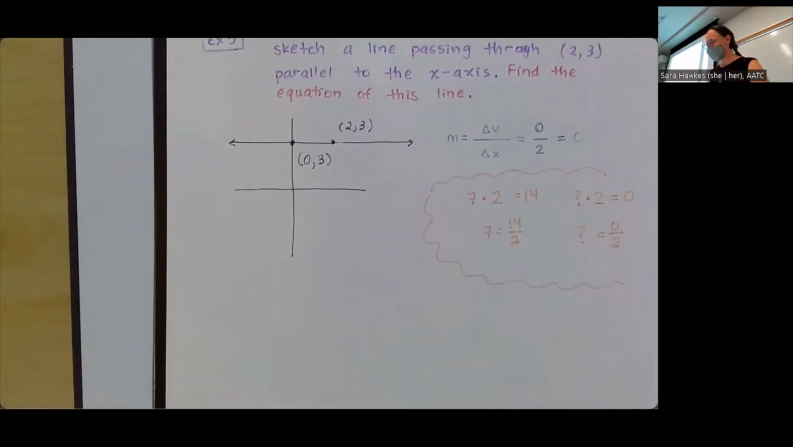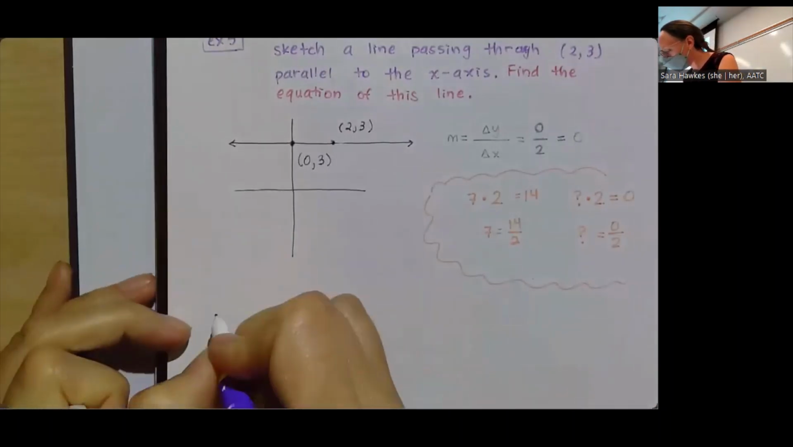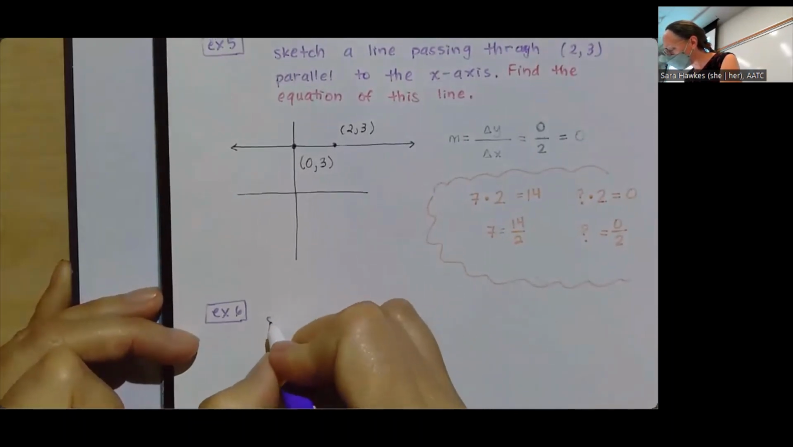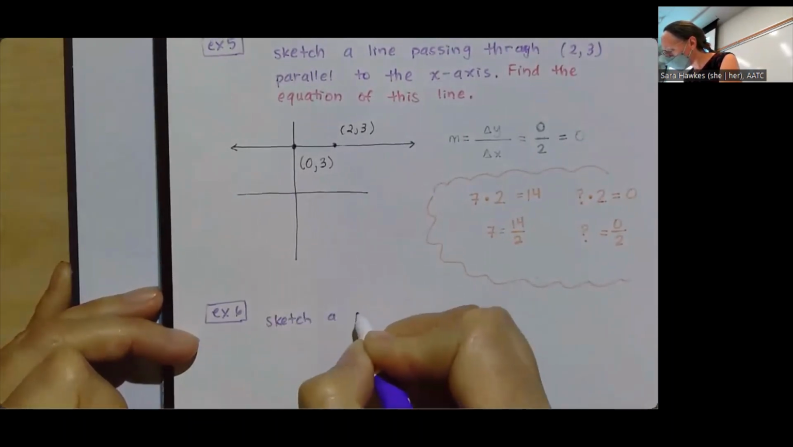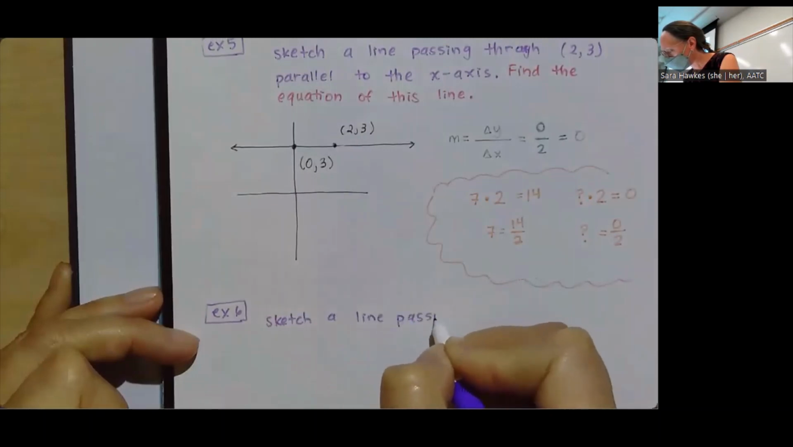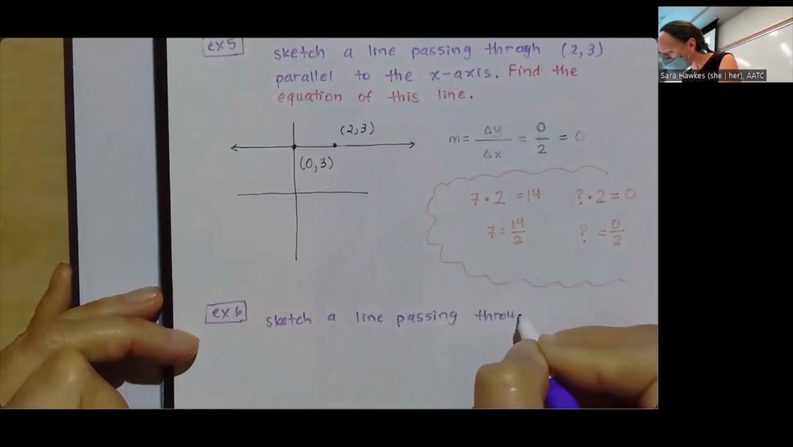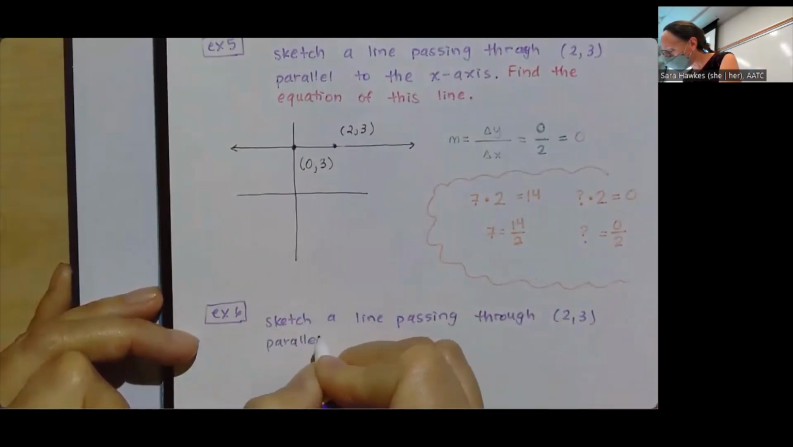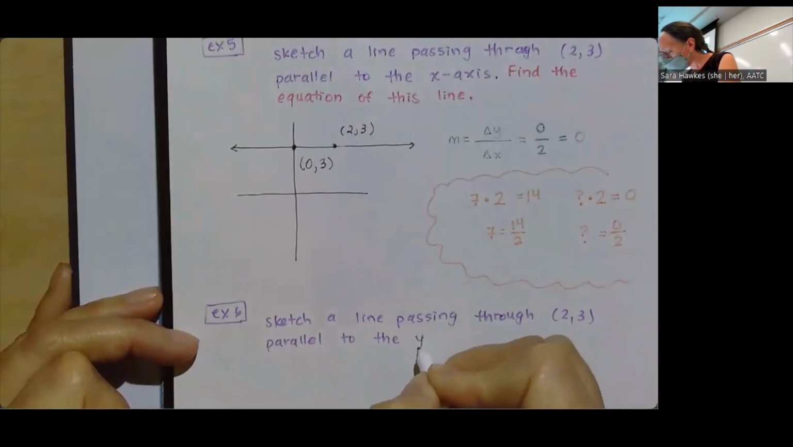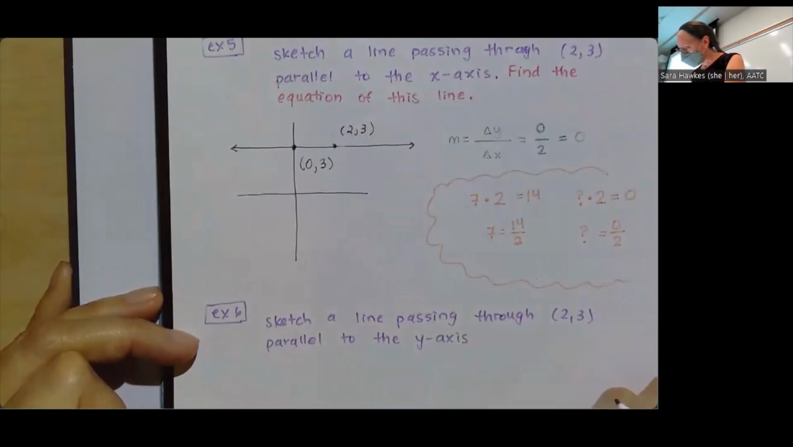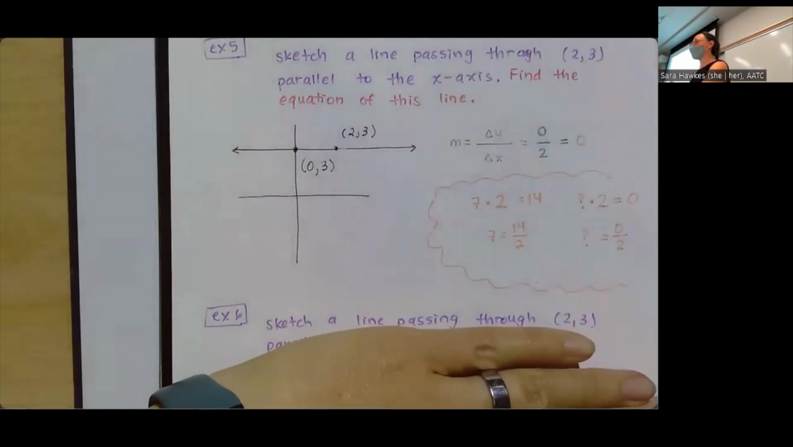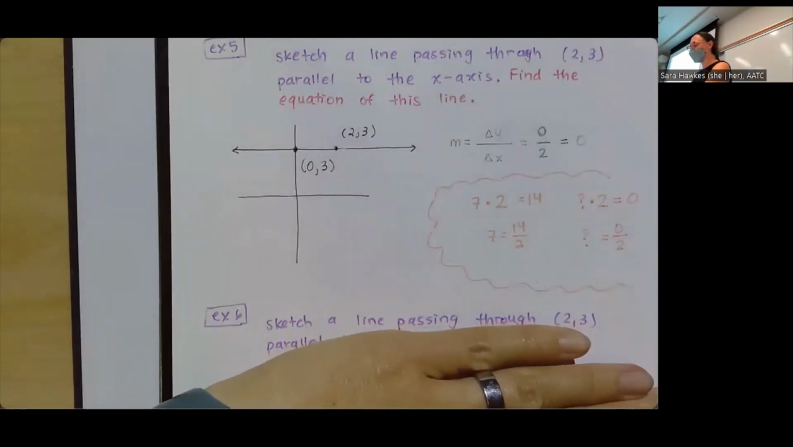So I'm going to take almost the same question, but this time we're going to sketch the line passing through 2, 3 parallel to the y-axis. Oh, hey, we never actually found the equation of the line. Oops. Okay. Pause. We need to actually finish answering the question. We can squeeze it in.